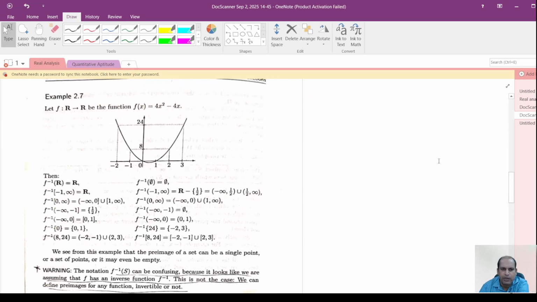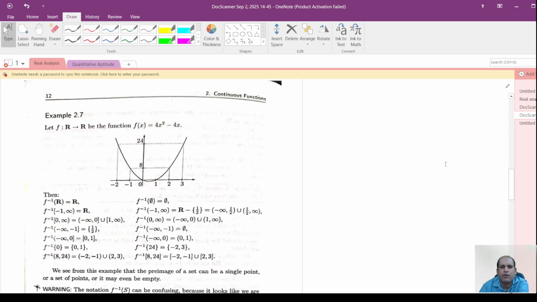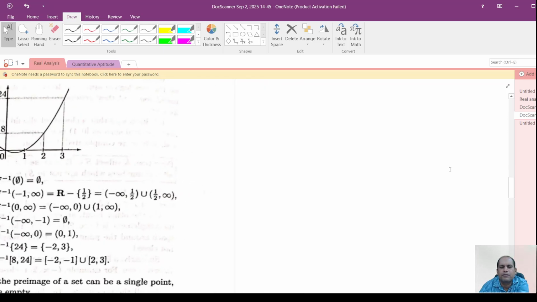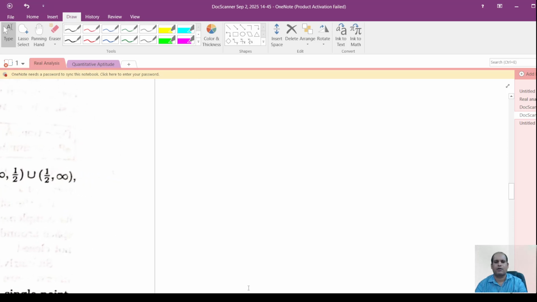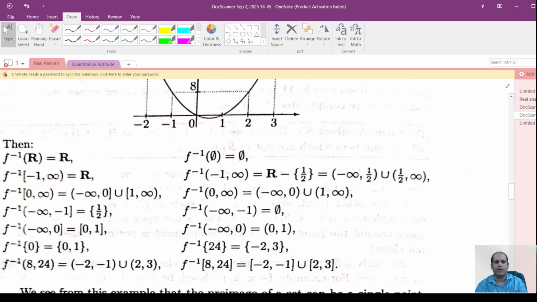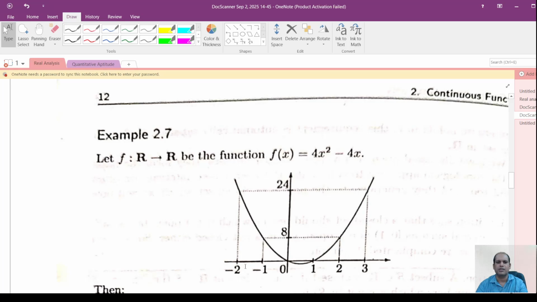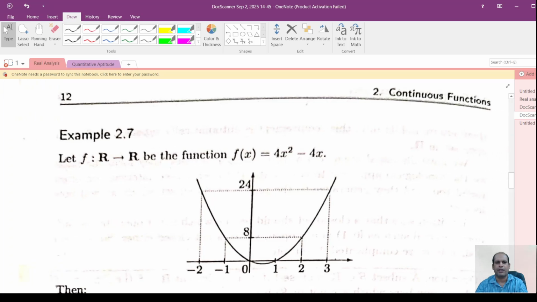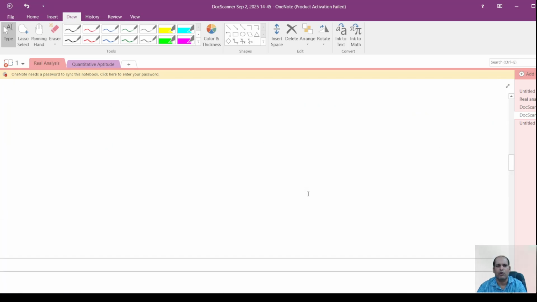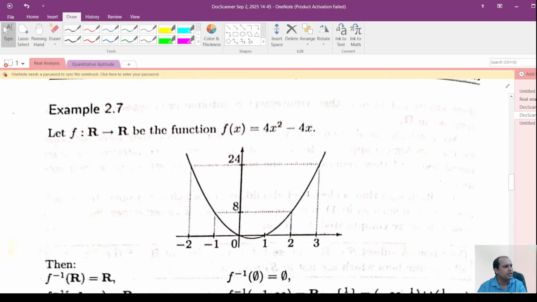Let us try to understand this with the help of an example, what we mean by the set theoretic inverse, because we will use it in the upcoming results. I have taken this example from the book Essential Topology by Martin D. Crossley, a very good example.